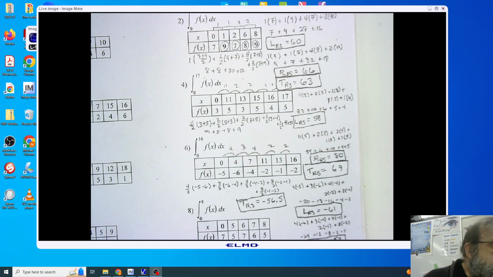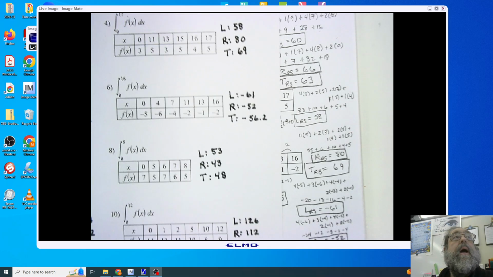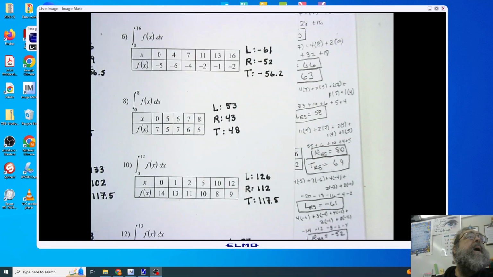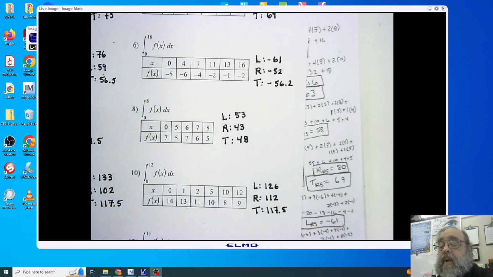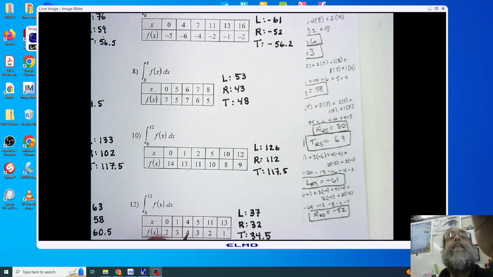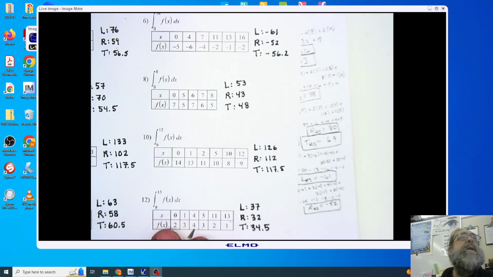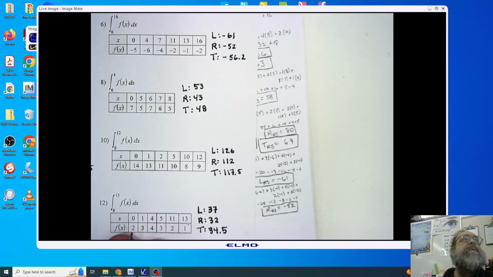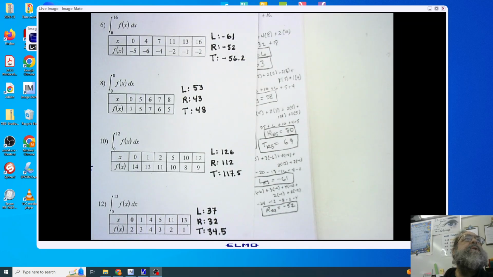All right? Just so that you can check to see if you're doing it correctly, here are the answers to numbers 6 through 12 so that you can see your answers. Whoops, and I'm giving you the others. We'll be going over those in class. But you should have a left Riemann sum in number 6, negative 61. Then the right Riemann sum was negative 52. And then the trapezoid is negative 56.2. And you can see the left, the right, and the trapezoid for numbers 8, 10, and 12.